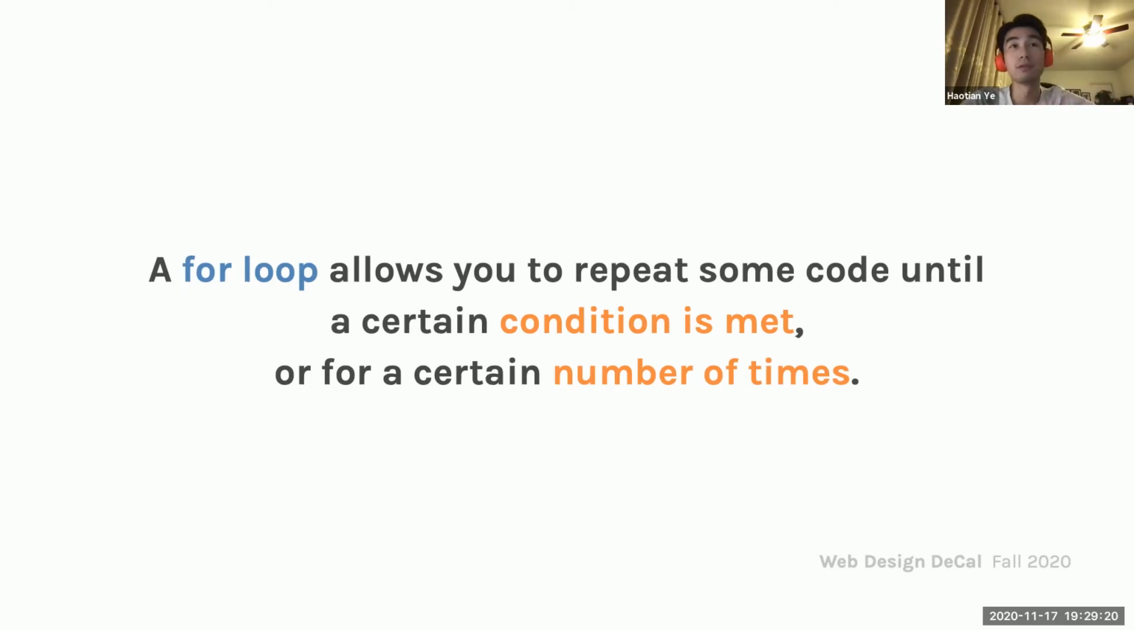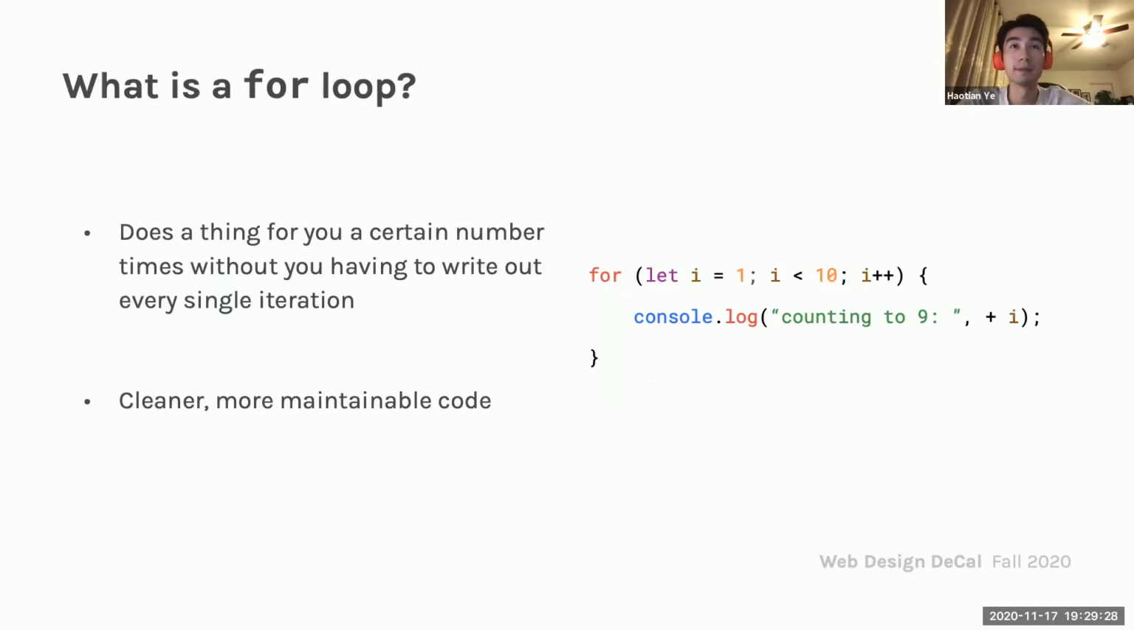Basically, a for loop allows you to repeat some code until a certain condition is met, or for a certain number of times. Imagine wanting to do the same line of code over and over again 100 times. You probably don't want to write the same line of code on 100 separate lines because that's way too inefficient. With for loops, it could run 100 times and you only have to write that one line once.